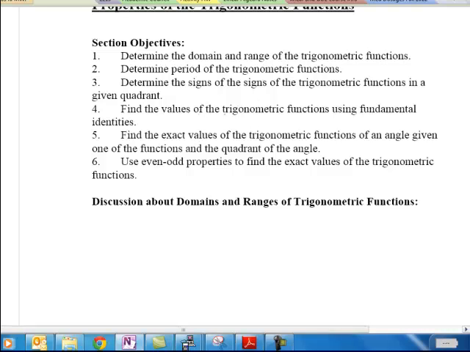We'll look at determining the signs in different quadrants. And then we'll develop what are called some fundamental identities, the reciprocal identities, quotient identities, and Pythagorean identities. And then we'll look at using these properties to evaluate trig functions at different angles.